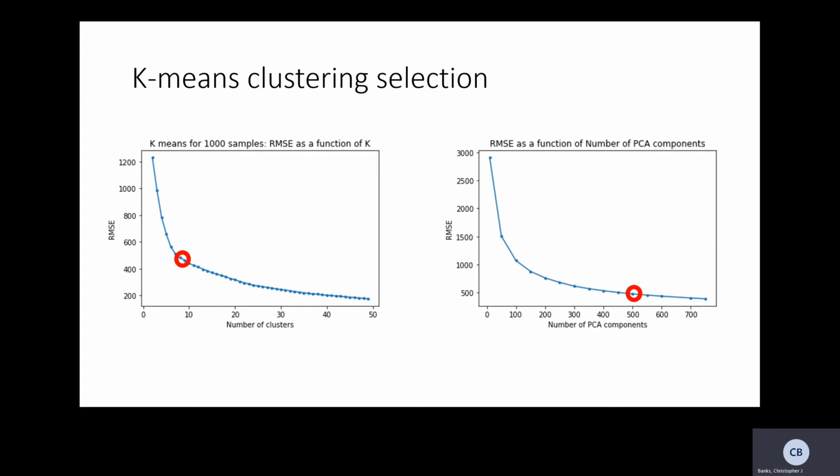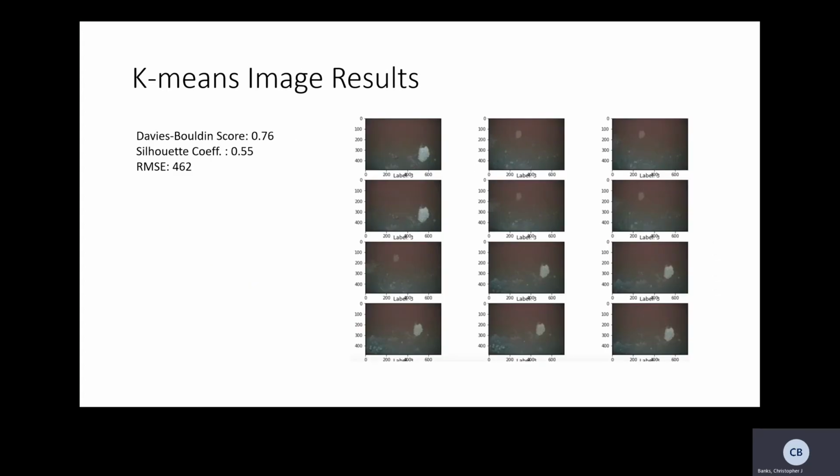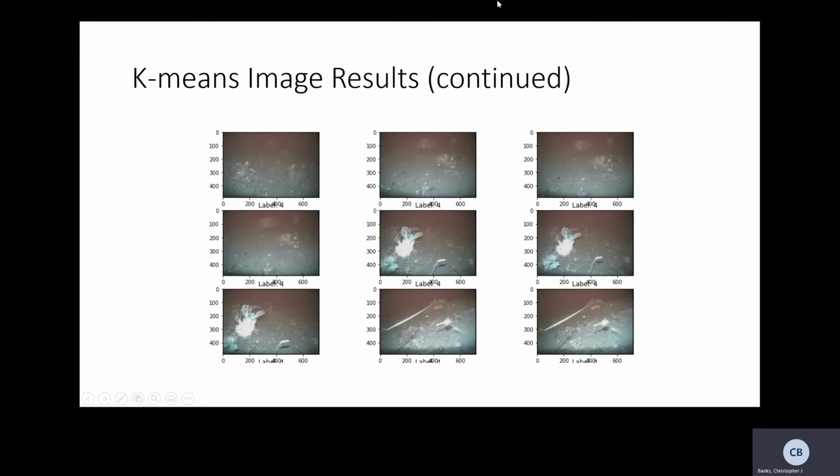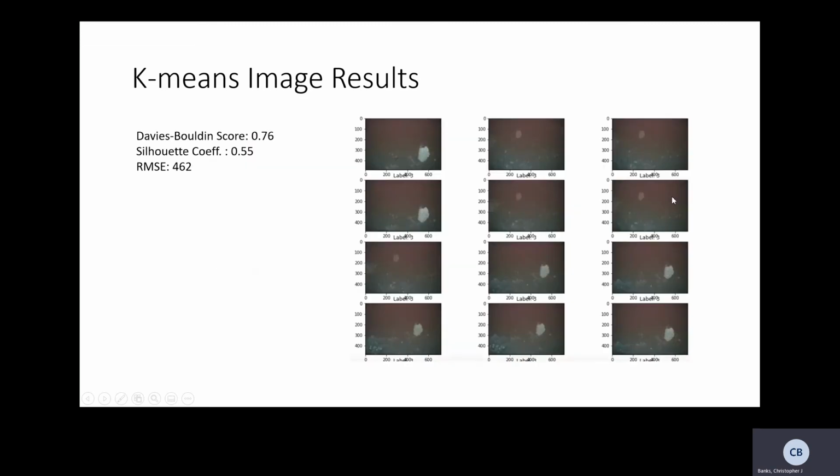And then next, we investigated the number of PCA components needed to cluster the images by calculating the root mean squared error for a varying number of components, and chose a number of components close to the steady state value. For our results for k-means, we see that we got a Davies-Bouldin score of 0.76 and a silhouette coefficient of 0.55.